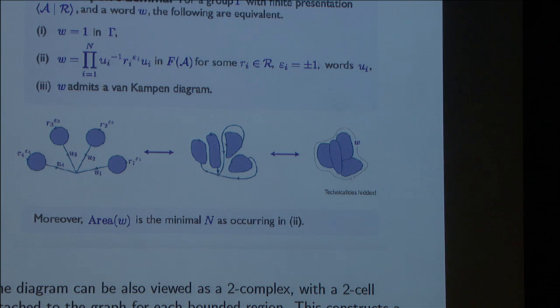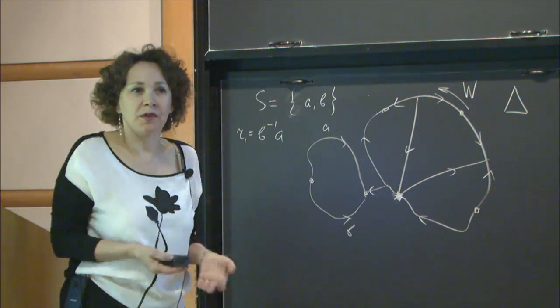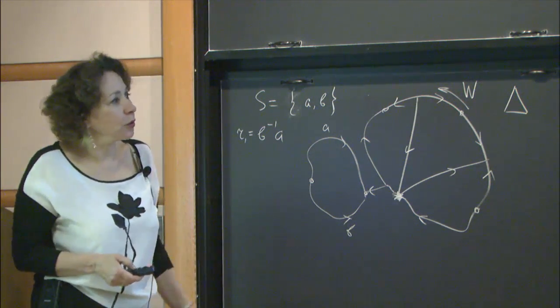Okay, so now we define the area of the word. So now again, we put geometry on the word problem. So the word W is equal to 1 in this group.